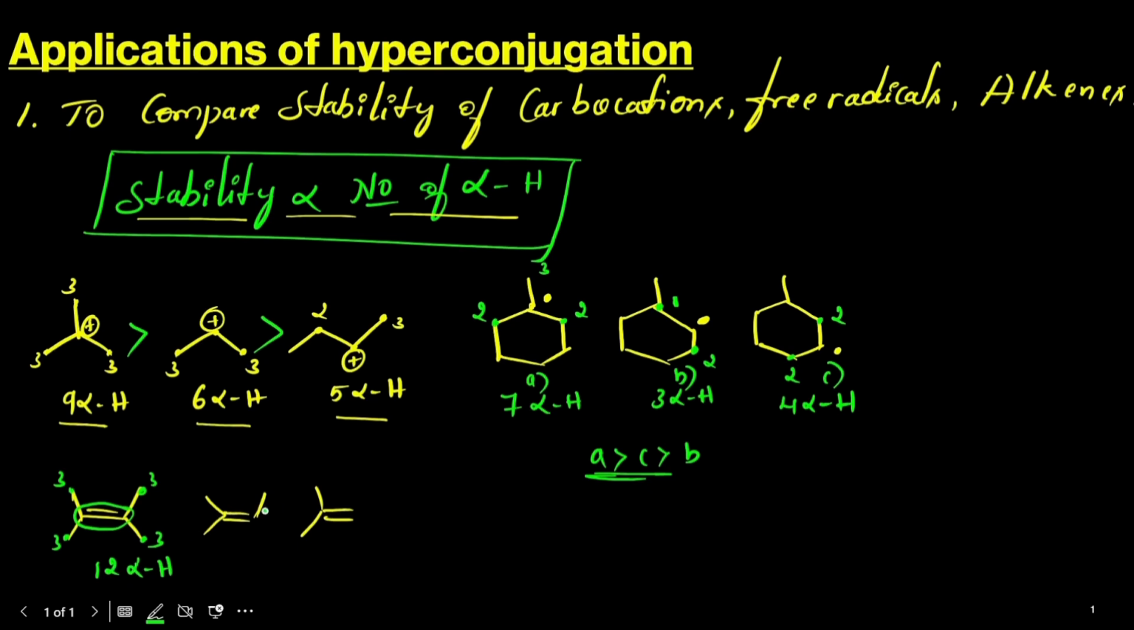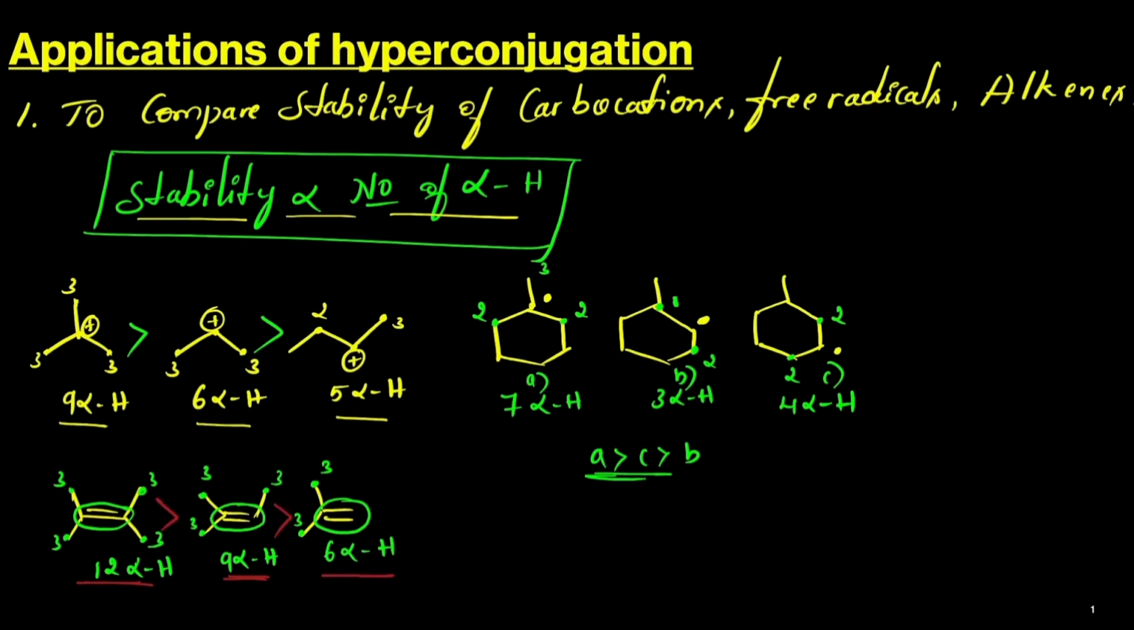Okay. And coming to here, this is alkene. Okay. Here alpha carbon and alpha carbon. How many alpha hydrogens are there? Here 3 alpha hydrogens, 3 alpha hydrogens and 3 alpha hydrogens. 9 alpha hydrogens are there. Coming to here, this is alkene, alpha carbon atom and alpha carbon atom. How many alpha hydrogens are there? 3 alpha hydrogens and here 3 alpha hydrogens. Therefore, 6 alpha hydrogens are there. What is the stability order? 12 alpha hydrogens, 9 alpha hydrogens and 6 alpha hydrogens. Therefore, the stability order is first one is more stable than second one, which is more stable than third. This is the stability order.